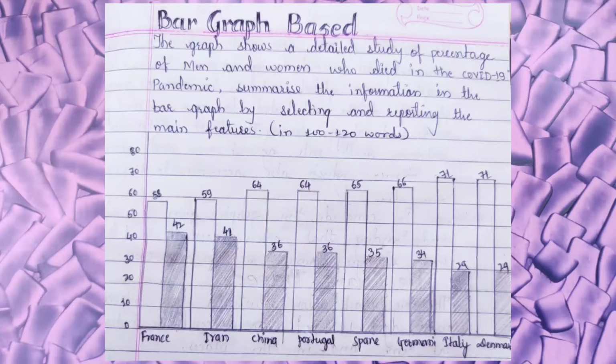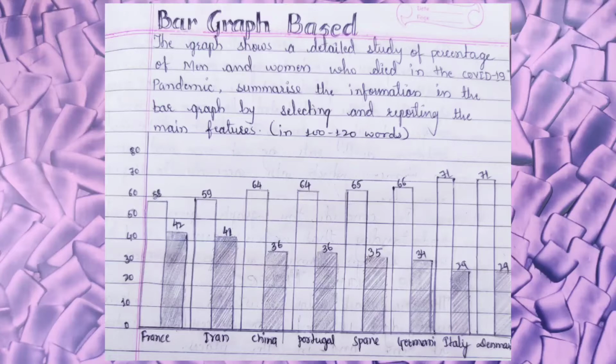Now you can see the bar graph which is represented here. The graph has eight different countries. On the x-axis we can see the country names: France, Iran, China, Portugal, Spain, Germany, Italy and Denmark.